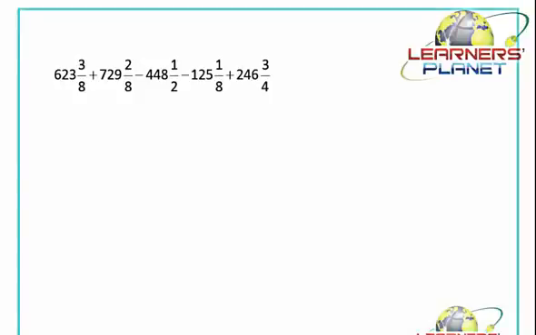Now let's take this problem. Let's begin. We'll be just calculating the integral part. It is 3 plus 9 is 12, minus 8 is 4, minus 5, minus 1, plus 6, we will be getting 5. Then 2 plus 2 is 4, minus 4 is 0, minus 2, plus 4, we will be getting 2. Then 6 plus 7 is 13, minus 4 is 9, minus 1 is 8, plus 2 is 10.